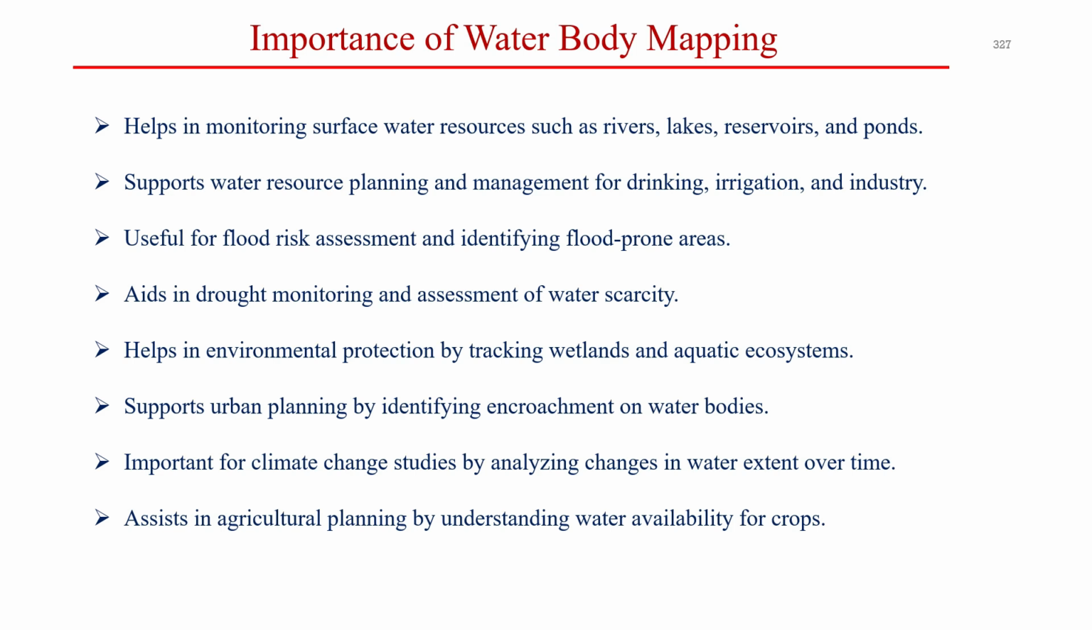It is used for urban planning, wherein we are detecting illegal encroachments on water bodies, which is a growing concern in many cities. And then we have climate change analysis, which is a huge thing these days. We want to observe how the extent of water bodies is changing over time. And then we want to plan agriculture by helping farmers understand water availability for irrigation. So water body mapping is truly a multi-domain tool and remote sensing makes it highly efficient and scalable.